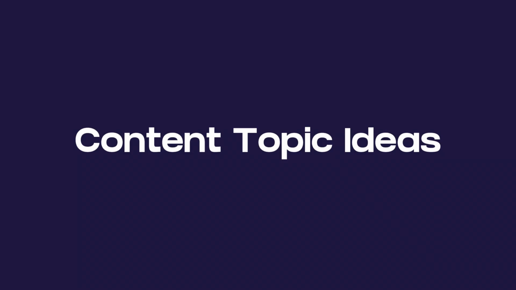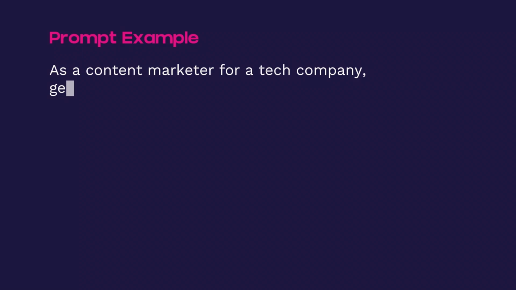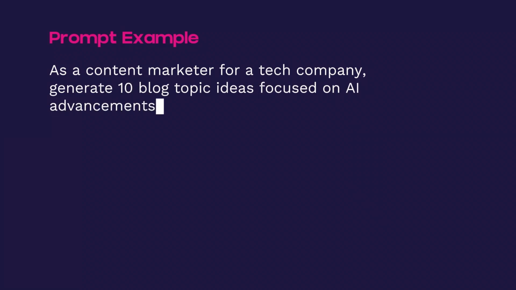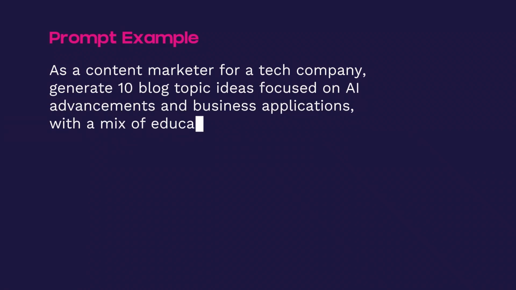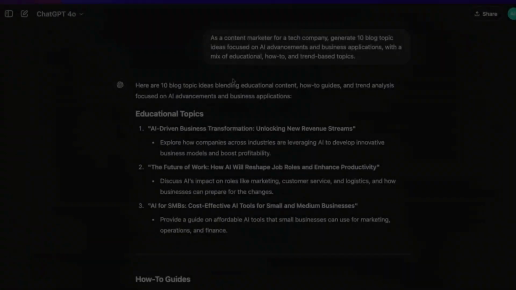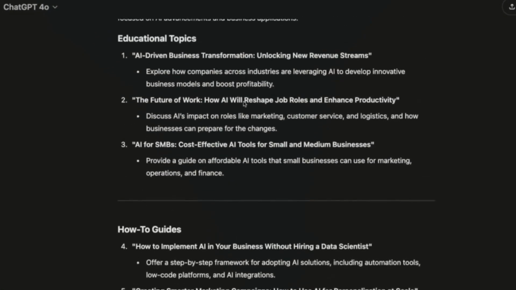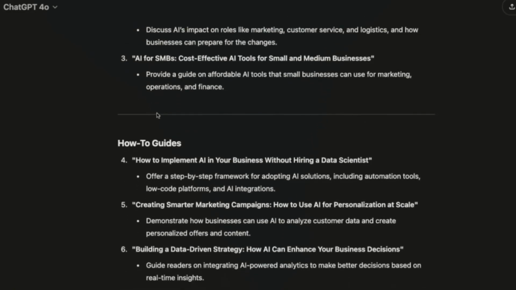First is content topic ideas. You can use ChatGPT to generate creative, engaging blog post ideas to captivate your target audience. For example, as a content marketer for a tech company, generate 10 blog post ideas focused on AI advancements and business applications with a mix of education, how-to, and trend-based topics. So you can see here, it has created a couple of different topic ideas, distributing them across educational topics, how-to guides, and trend-based topics.